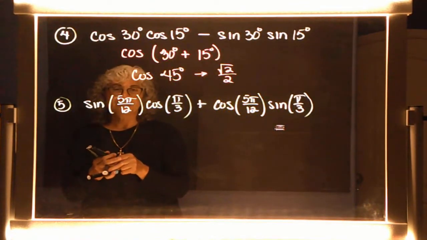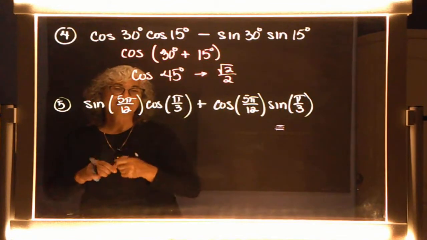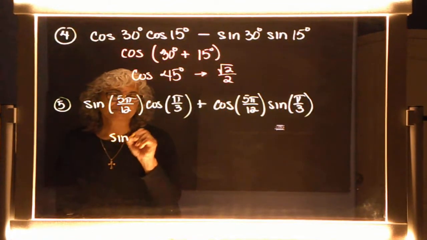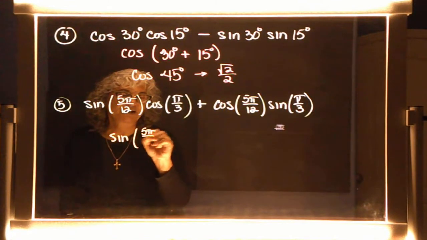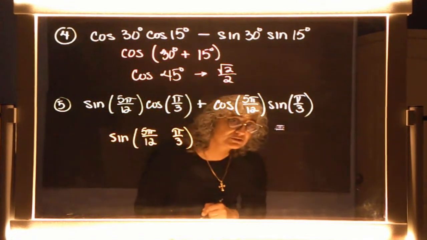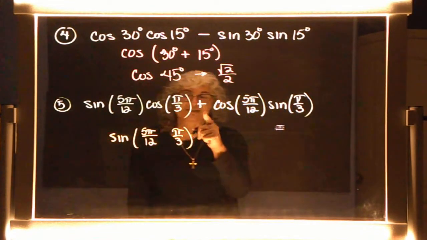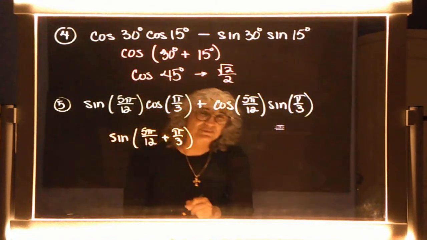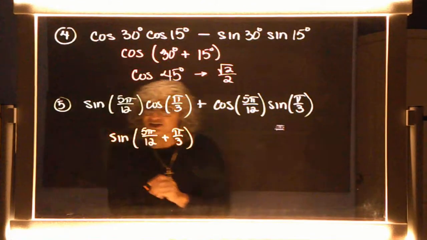So it looks like I can actually write this as the sine, and I'm going to take 5 pi over 12 and the pi over 3, and what operation would you do between them? Excellent, it would stay addition. Okay, I'm adding fractions. Great, common denominator.